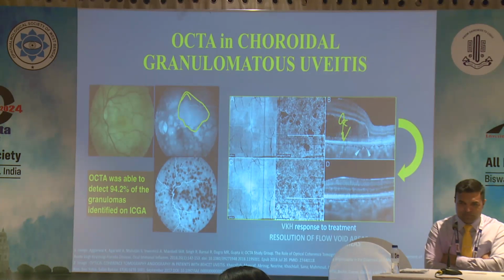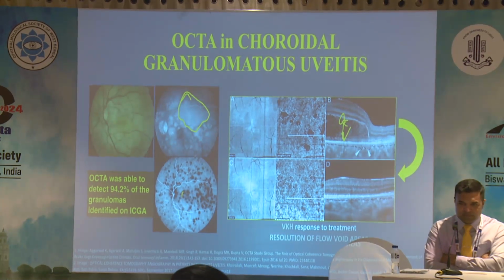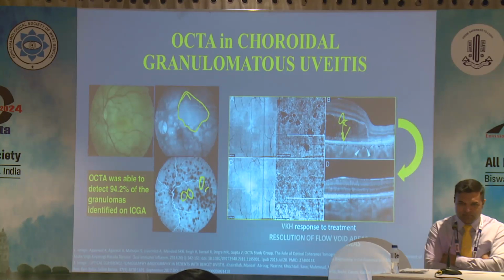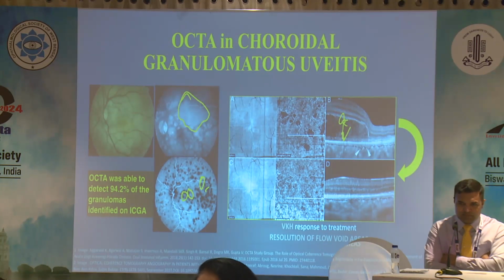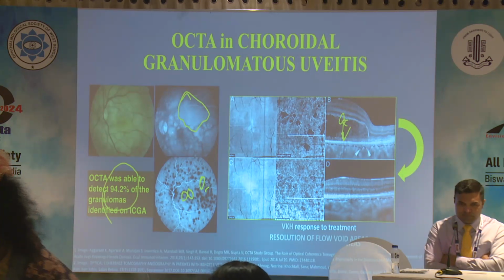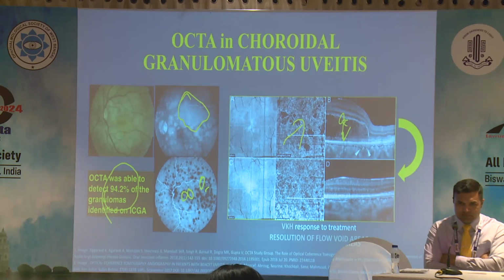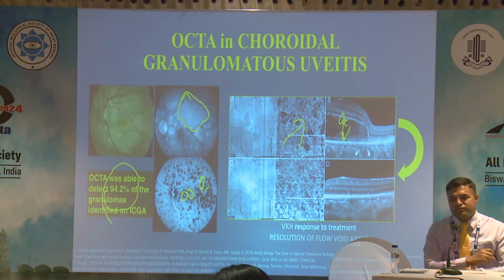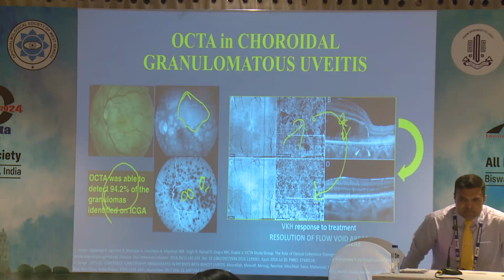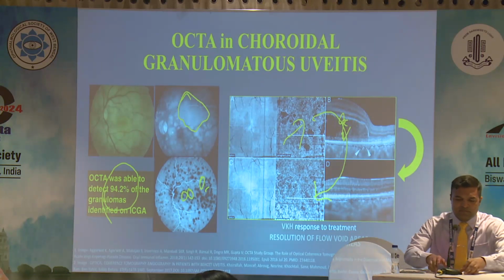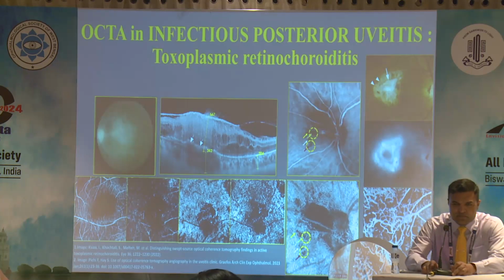And you do an ICG in this patient, you see multiple focal granulomas as flow void areas, the hypofluorescent areas. And these areas correlate 94% with the flow void areas that we see on OCT angio. And what is the benefit of seeing this flow void area? These flow void areas on treatment tend to disappear, and this tells us that the patient has responded well to the treatment. Now, OCT angio in infectious uveitis.